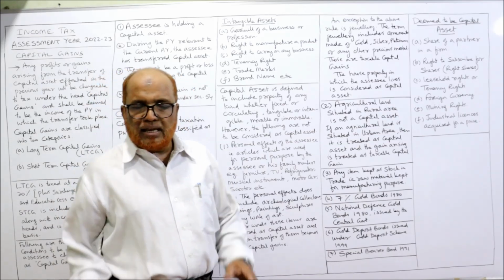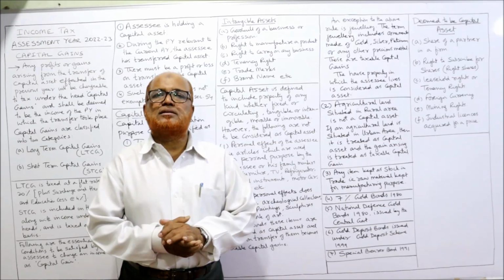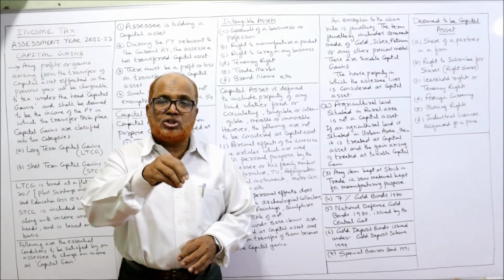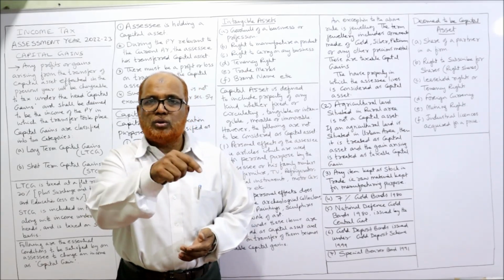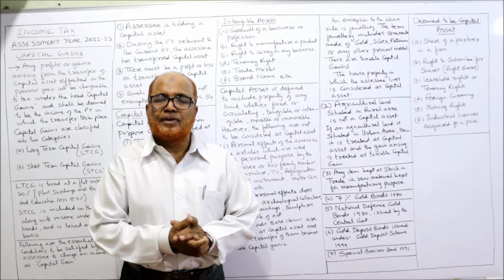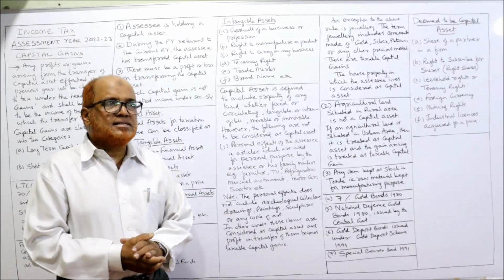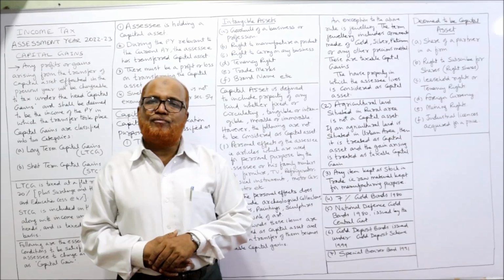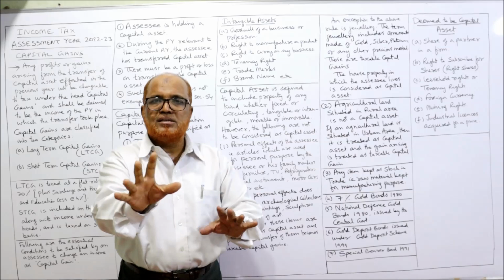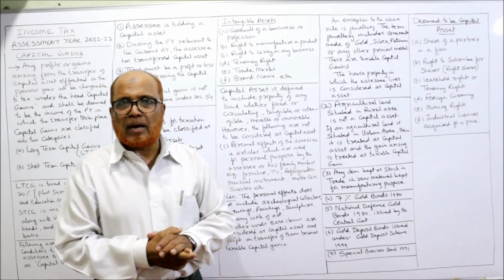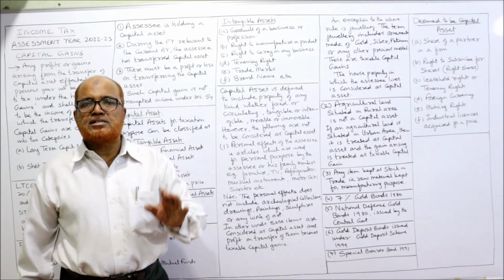Now, deemed to be capital asset. In some cases, in reality, it is not a capital asset, but the Income Tax Act will treat those assets as capital assets, and any gain arising on them will be taxable. That's why it is called deemed to be a capital asset. Example, the share of a partner in a partnership firm is a deemed capital asset. Next, the right to subscribe for shares, called rights shares.